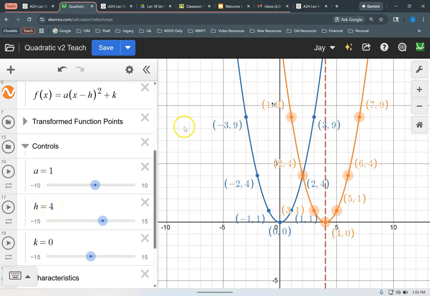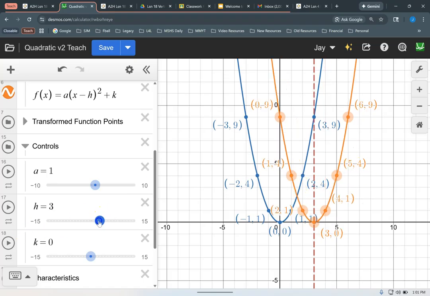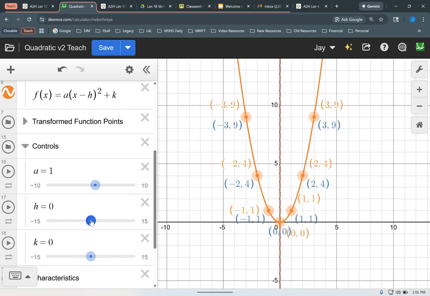And look, everything that's x moved plus 4. Negative 3 plus 4 is 1. Positive 3 plus 4 is 7. 2 plus 4 is 6. See it? Everything shifted 4. Okay, let's pull this back for a second and put it at 0.